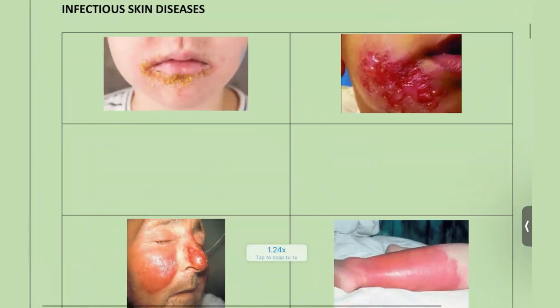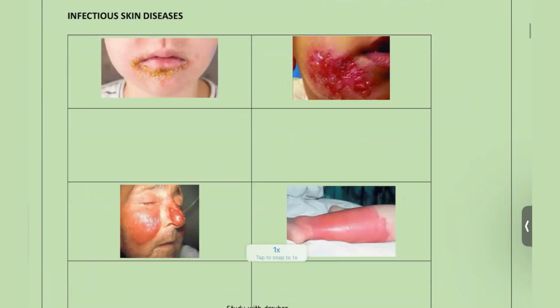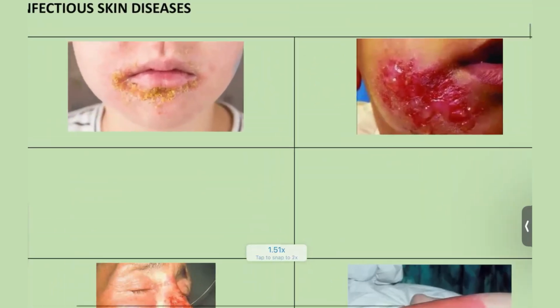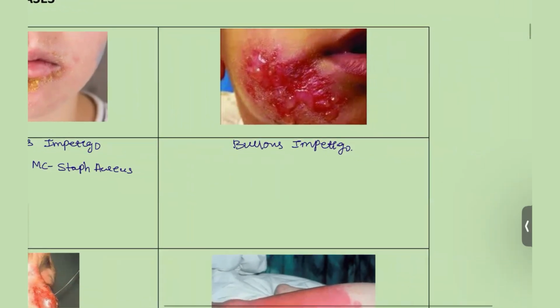Next, moving on to the infectious disorders. In the infectious disorders, you have to take note of these four very importantly. The first two here, you can see, are non-bullous impetigo and this is bullous impetigo. The most common cause of non-bullous impetigo is Staph aureus, and the most common cause of bullous impetigo is also Staph aureus only.